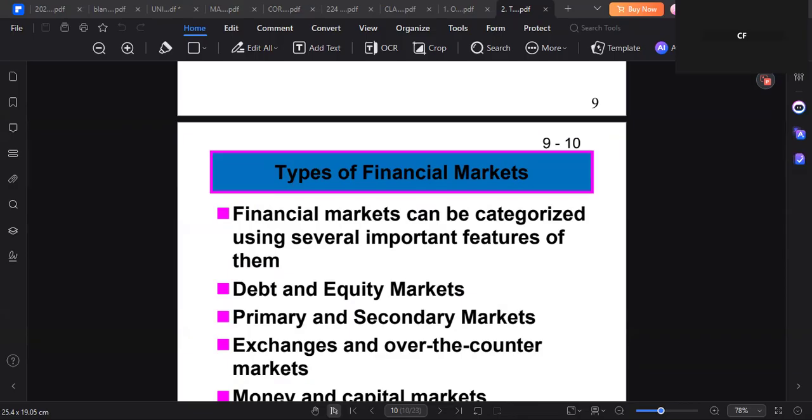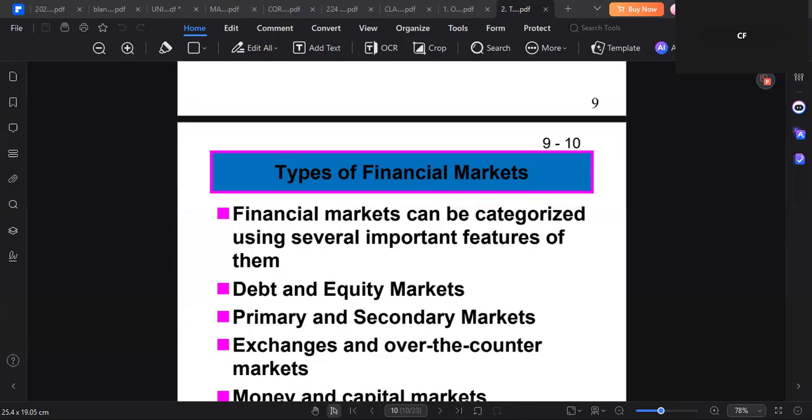So we also have exchanges and over-the-counter markets. Exchanges are simply organized or formal platforms where securities are bought or sold under strict regulations. We have the Lusaka Stock Exchange. Over-the-counter markets are decentralized networks where these securities are traded directly between parties, often using less standardized instruments.